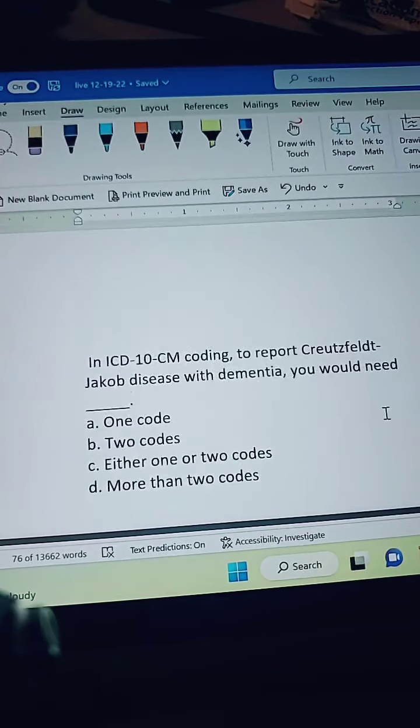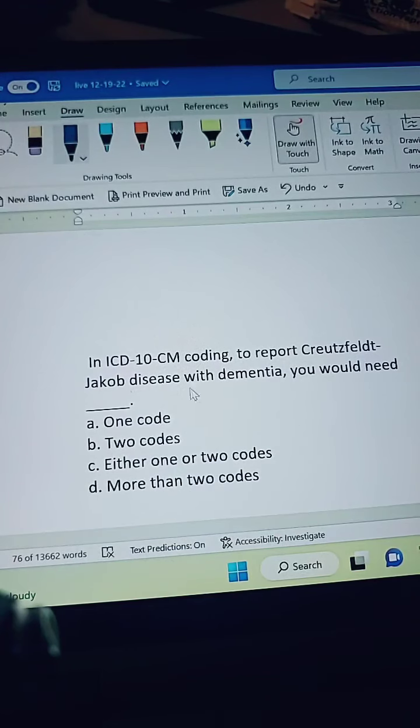All right. What about Jacob's disease? It's got another word in front of it too, but I'm not pronouncing that one. For dementia, would we use 1 code, 2 code, either 1 or 2, or more than 2?